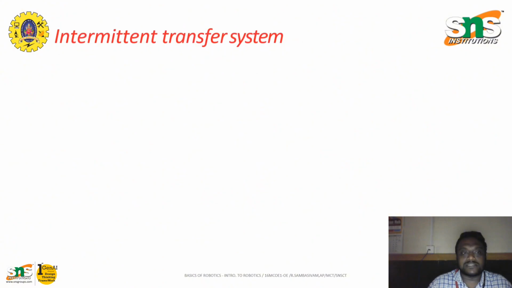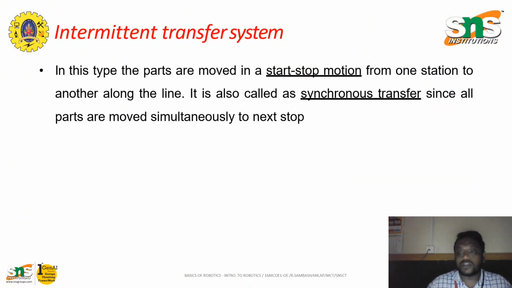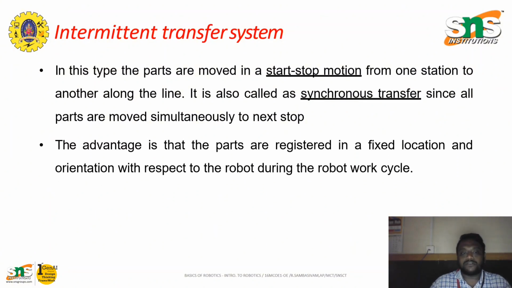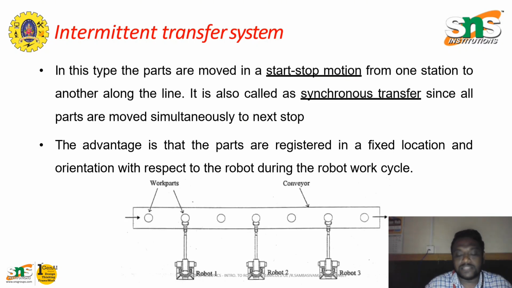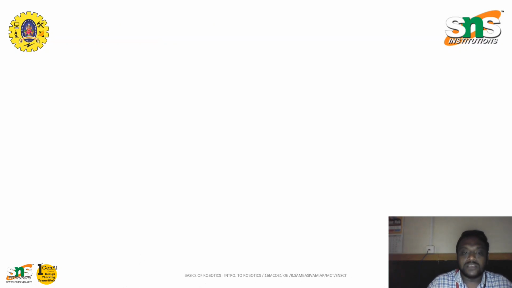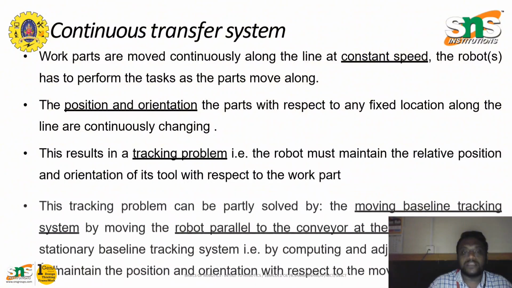As I said, intermittent transfer is like a start and stop motion. It has to perform from one station to another. It is also a synchronous transfer, because all the parts are moving in a particular direction without any stoppages. The main advantage is the fixed location and orientation with respect to the robot during the robot work cycle time. For example, three robots are fixed, the conveyor moves in one direction, and each part has a task performed on it by these three robots with synchronous transfers. It also moves at constant speed.